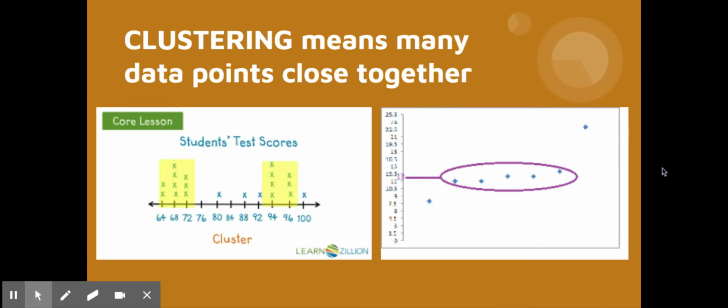Clustering is a word that you might see pop up, and that's just when many data points are close together. So the first example is in a dot plot. The second example is in a scatter plot. If you were to look at a box plot, it would be the areas that are super close together.